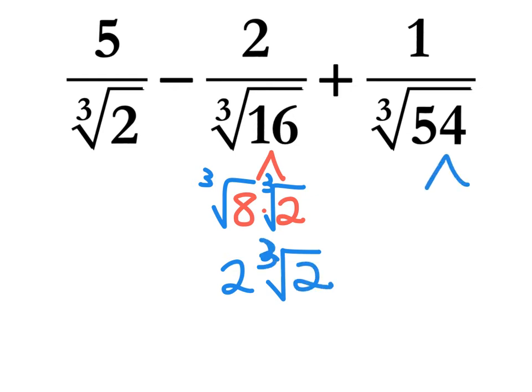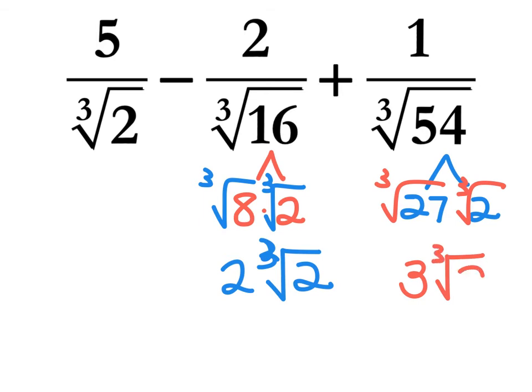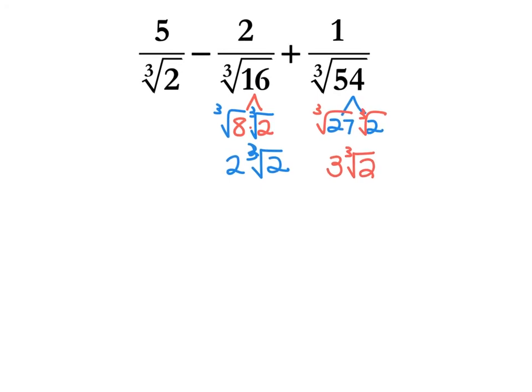Next, 54 is 27 times 2. So now cube root those. And I get 3 cube root of 2. Okay. So here's what we've got. I'm going to rewrite my problem.